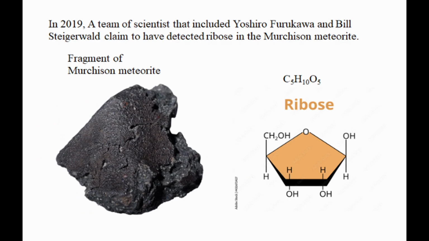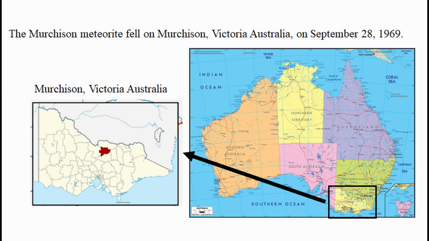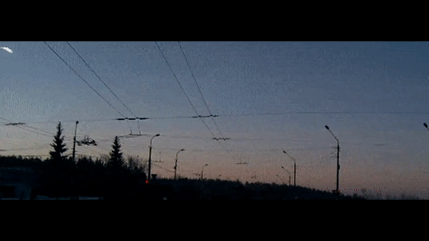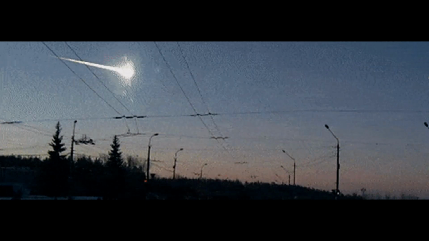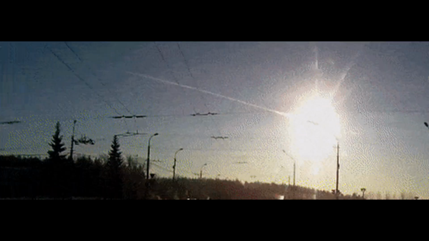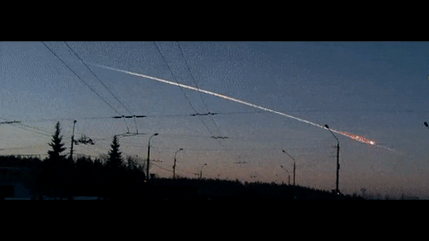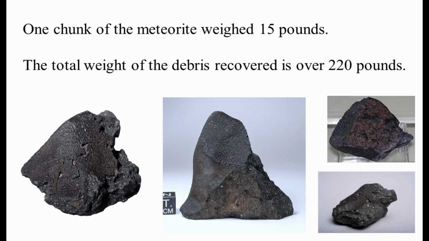In 2019, a team of scientists that included Yoshiro Furukawa and Bill Steigerwald claimed to have detected ribose in the Murchison meteorite. The Murchison meteorite fell on Murchison, Victoria, Australia on September 28, 1969. Observers said they saw the fireball at 10:58 in the morning. The meteor exploded in the air and scattered debris over a 5-square-mile area. One chunk of the meteorite weighed 15 pounds. The total weight of the debris recovered is over 220 pounds.